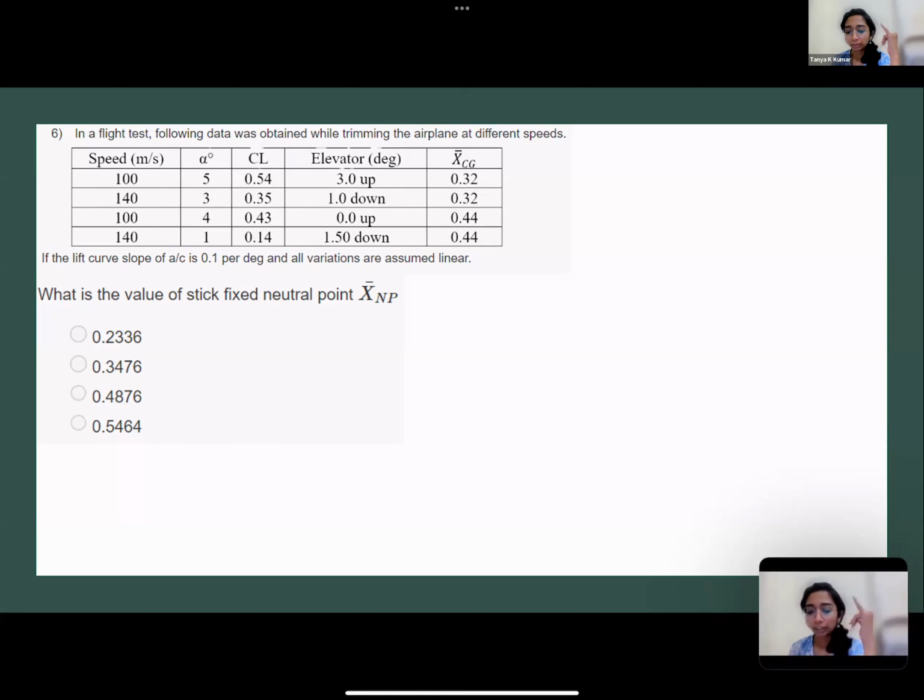Given alpha trim, CL trim, elevator required, CG location. Okay, so this is the equation with which we will begin. Can you try to solve it? At least start. If not, we'll solve it together. This is the equation that you will be using.